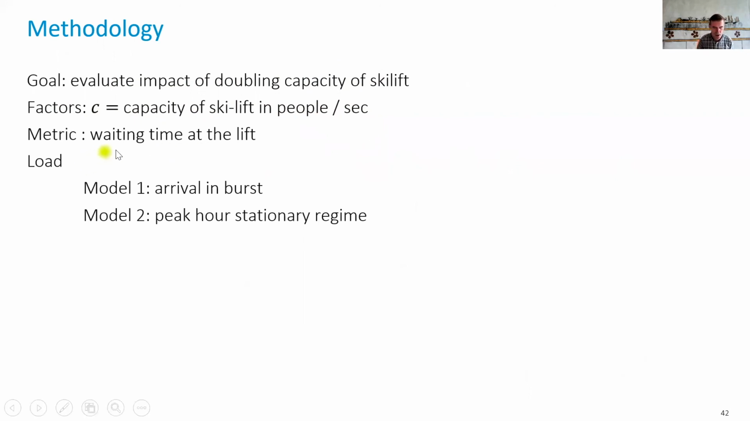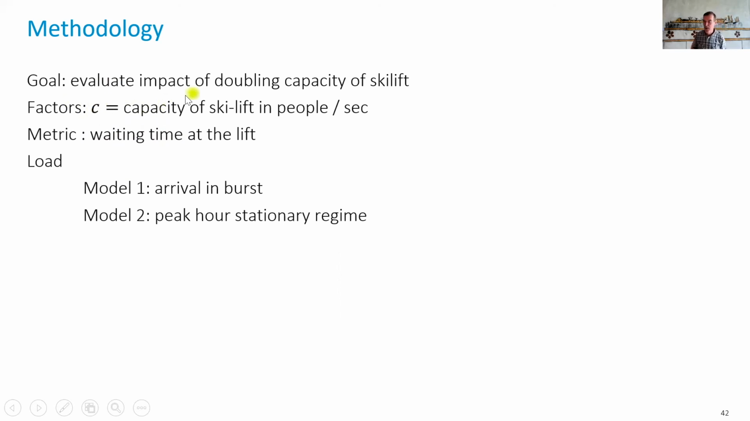And the metric, well, I think as a skier, what I don't like is the waiting time on the lift. I mean, the time spent going up is, of course, also important, but it's not perceived, at least by most people, if we believe economic studies, as the major annoying thing. The major annoying thing is the waiting time. So my metric I take as the waiting time. That's the thing I hate. So I want this to be reduced by increasing C. And the question more specifically is, is it true that if I double C, I divide the waiting time by 2?